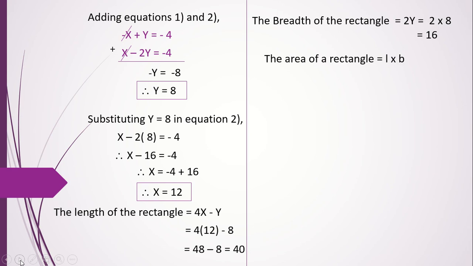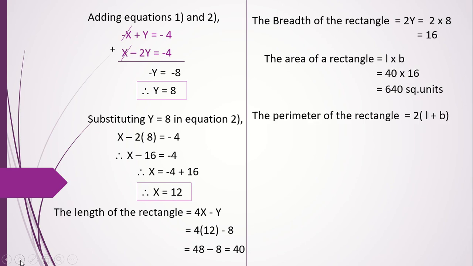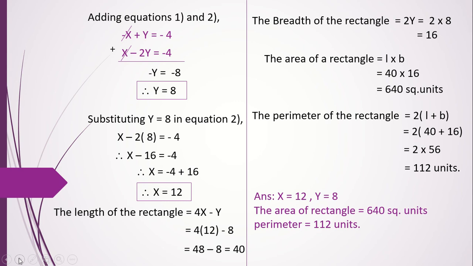Now find out the area and the perimeter. Area is length into breadth. So multiply length, we got 40. Breadth we got 16. We got the answer 640, and perimeter 2 into length plus breadth, 2 into 40 plus 16. So that's how we get the answer 112. So we got the final answer then.